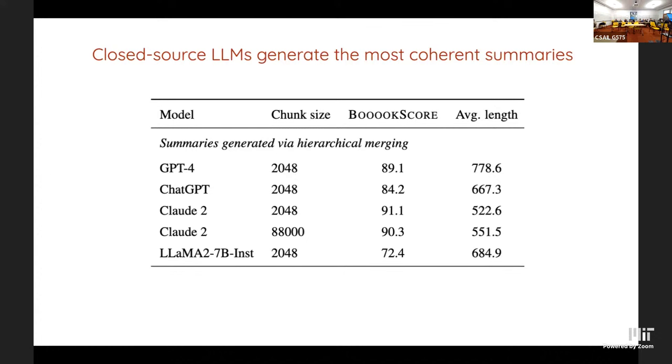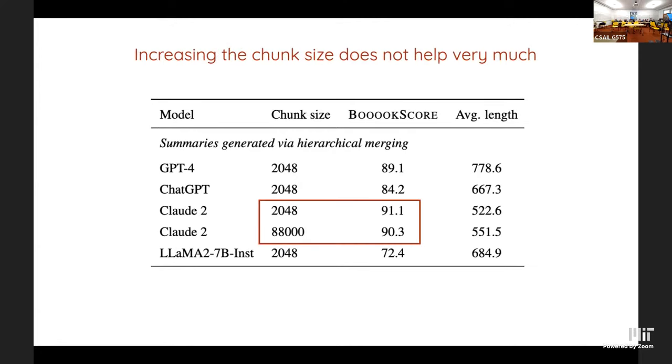So I think there's clearly a huge gap between the instruction following abilities of the open and closed source models. Another interesting thing is we know some of these models like Claude 2 and the new GPT-4 have very large context windows, up to 100 or 128K. It turns out that Claude, at least, is not taking full advantage of that big context size to generate more coherent summaries. In fact, if you use a chunk size of 2048 tokens, its coherence is actually higher than if you use a chunk size of 88,000 tokens. So maybe these models are technically capable of processing such long sequences, but their actual understanding of those sequences is still unclear.